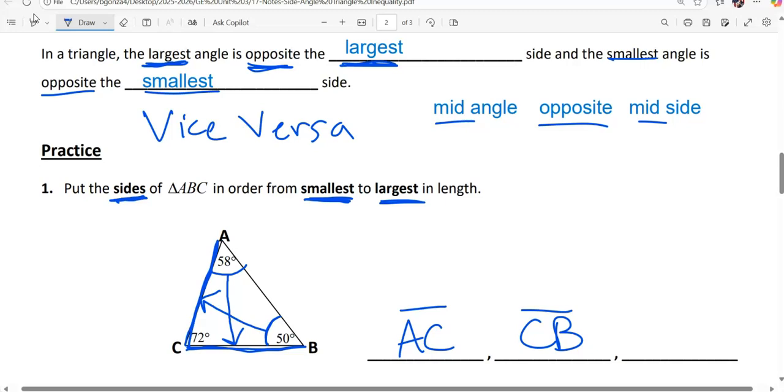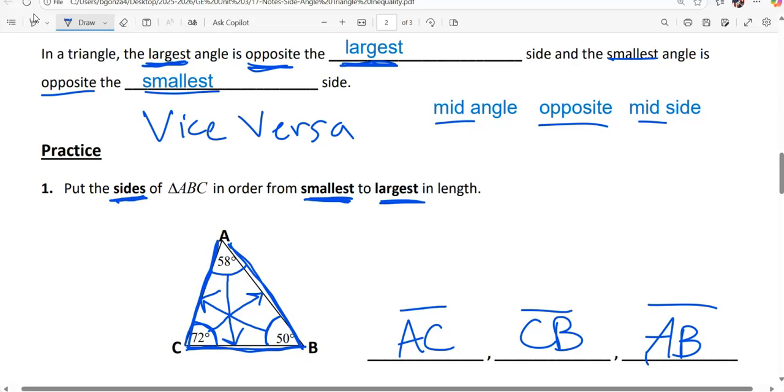And then the biggest angle I see here is 72. Draw an arrow straight across. And what is the name of this side? It goes from A to B. AB. Cool.